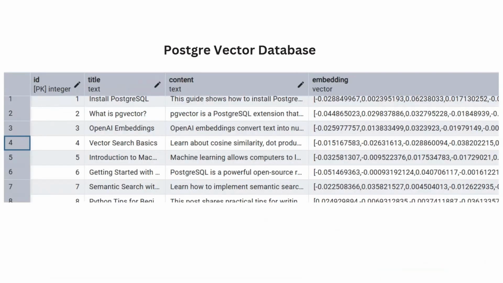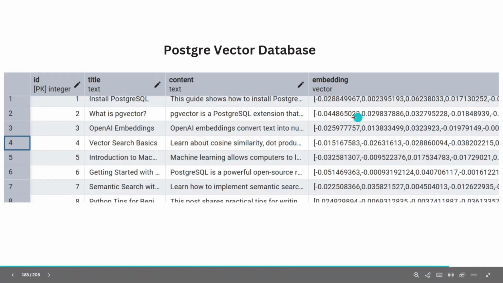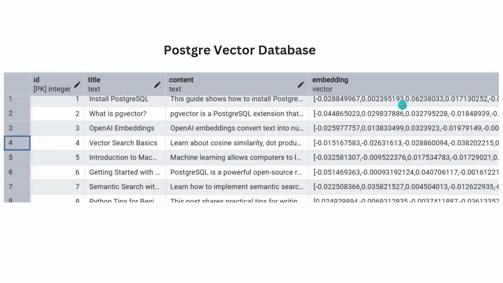This is an example of a PGVector database, showing how the data will be stored in the table, including the title, description, and their vector embeddings. We can see here numbers separated by commas, and there are going to be 1536 numbers because we created this vector embedding using the small OpenAI model. If we had used the larger model, we would have 3072 numbers separated by commas.